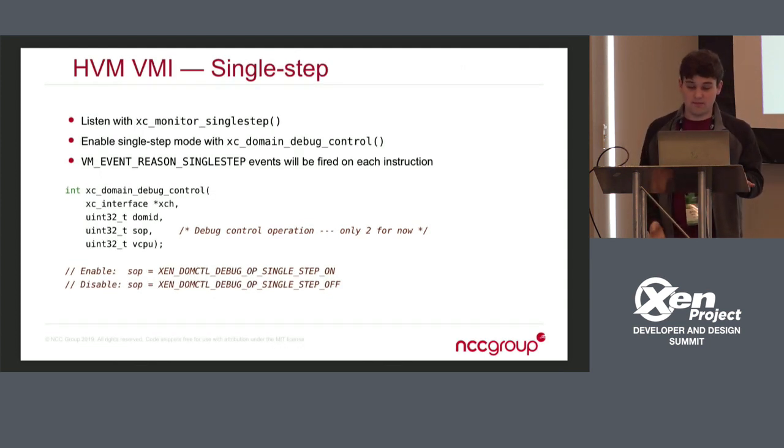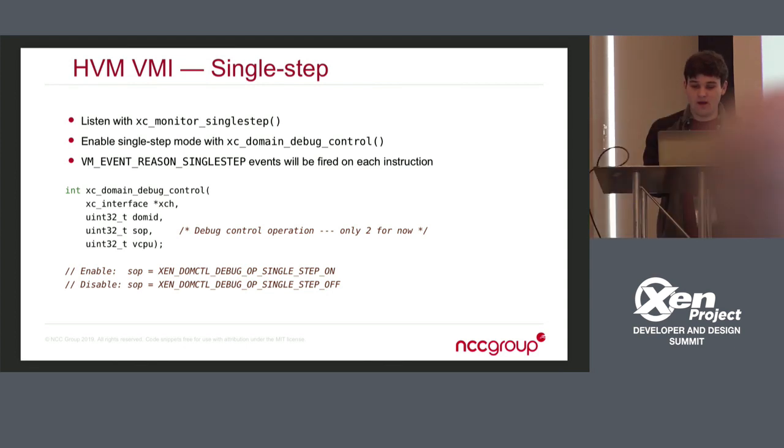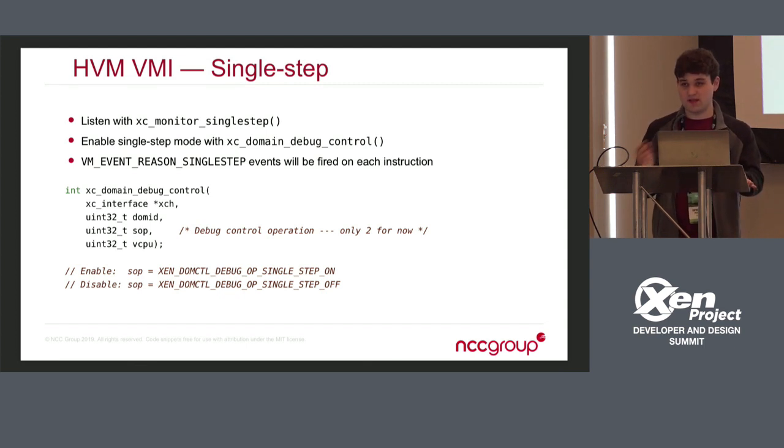So everything else, now we basically know how to set up and use the VMI event, HVM VMI event channel. Everything else comes easily. To enable single-step events, you use xc_monitor_singlestep. You pass that an enable flag of 1 to start listening for VM event single-step events, and these will be fired on each instruction once you turn single-step on using the function xc_domain_debug_control.